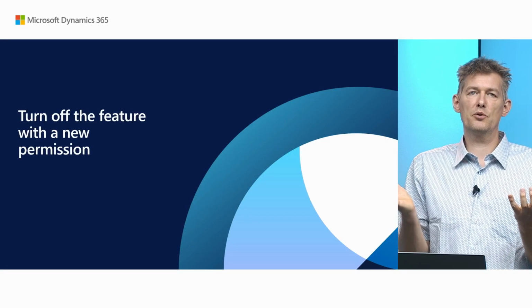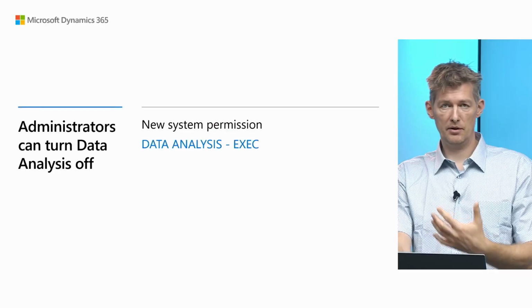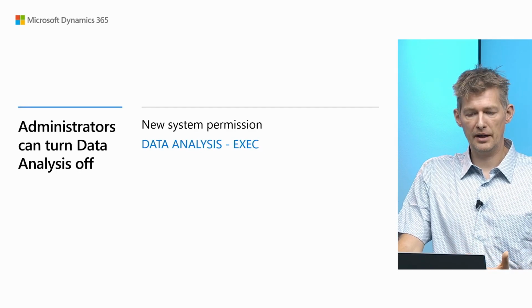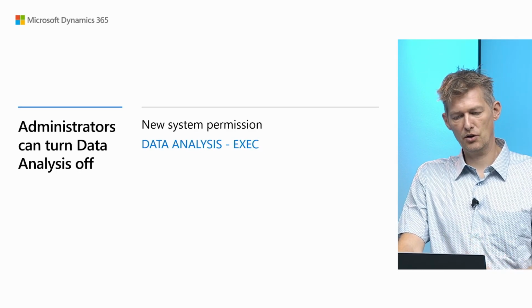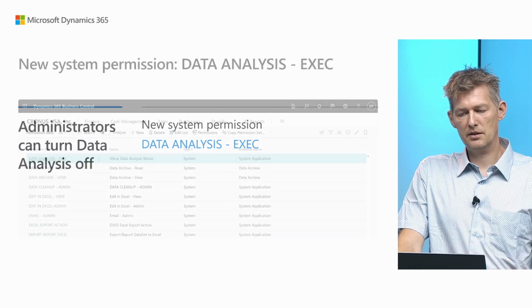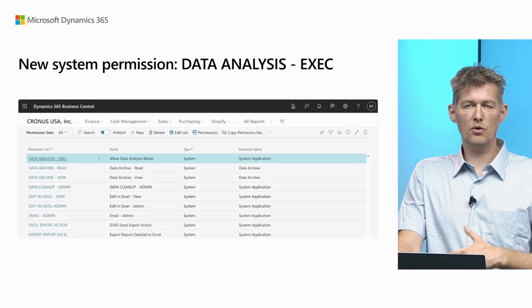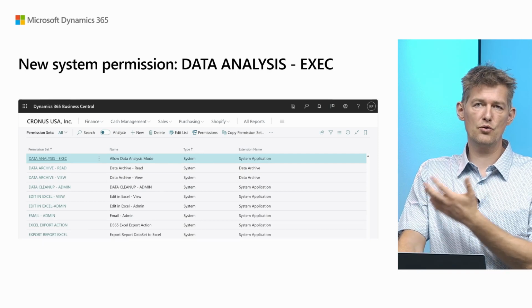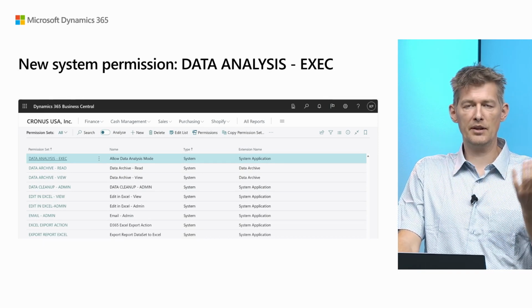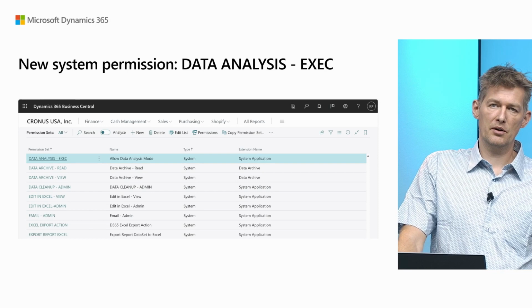Like, why would you want to do that with such a wonderful feature? Well, some customers don't want all their employees to have the open in Excel feature. Similarly, they don't want this just easy way to analyze and copy all the data out. So we added a new system permission called Data Analysis Exec or Execute. And with this new permission, if you have this, you are allowed to do data analysis on everything where you have permission on the object.